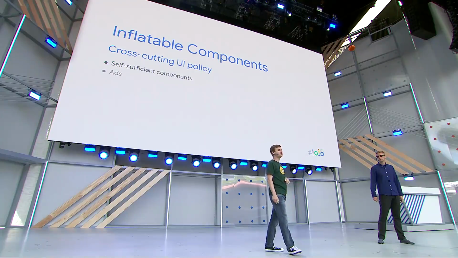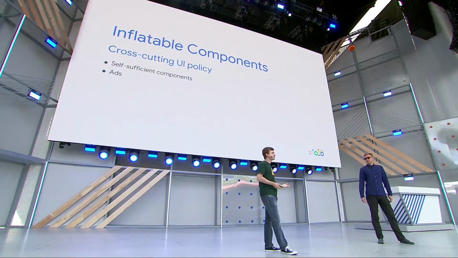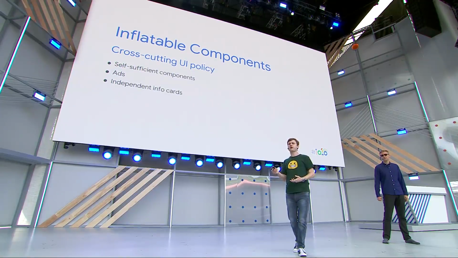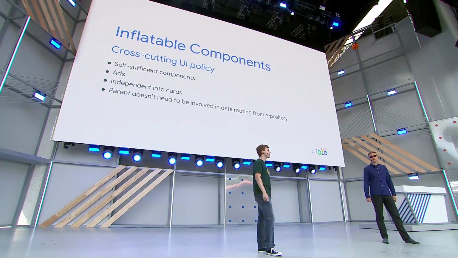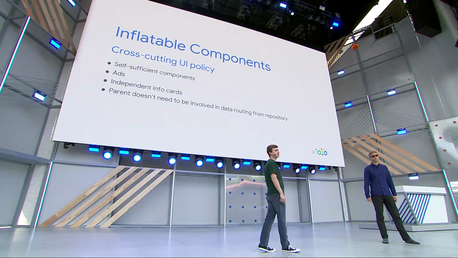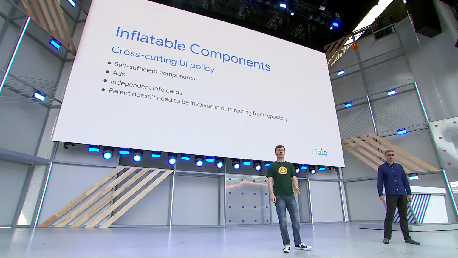This ends up being really useful for things like, even just something as simple as ads, something where you really do need to control for a life cycle about when a user comes and goes, and perform a request out to the network to fetch the content that you're going to show. But really, you don't want that code getting all over throughout the rest of your application logic. You can use this for other sorts of independent info cards, things that are, again, fully self-contained. And the parent doesn't actually need to be involved in any of the data routing from your central repository or whatever other sort of model you're using under the hood in order to get that on screen and get the user interacting with it.